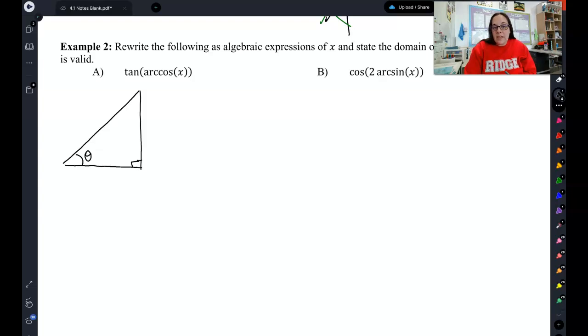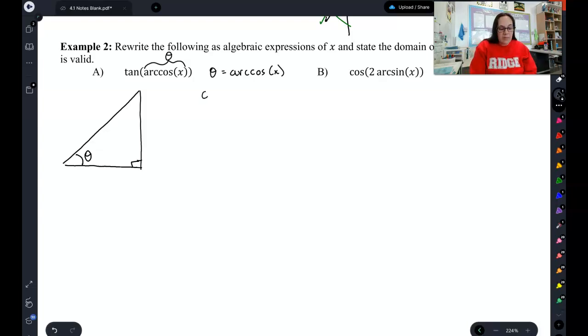Now, next thing I want to do is I'm going to take my inside expression and I'm going to call that theta. So I have theta equals arc cosine of x, which I know is the same thing as cosine of theta equals x, just like we've been doing before. These two statements are totally the same. We just moved the cosine to the other side.